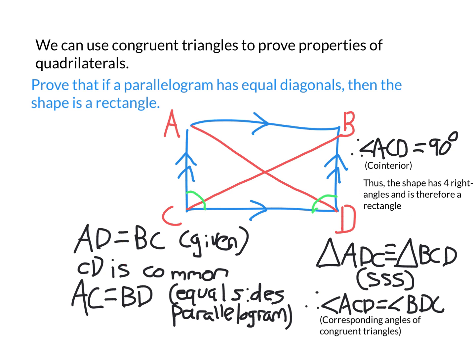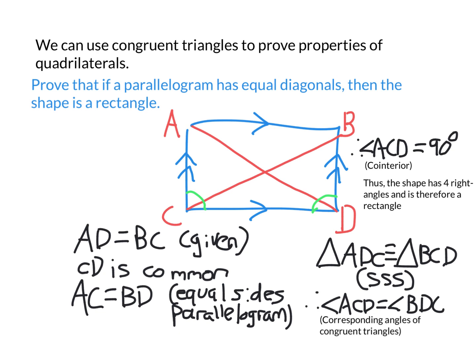Now note, going through this whole process where I wrote out everything, I wrote which things are equal, why they're equal, that constitutes a formal proof. You only need to do that if it says prove. So here I've shown that if I have a parallelogram and its diagonals are equal, all 4 angles must be 90 degrees, so the shape must be a rectangle.